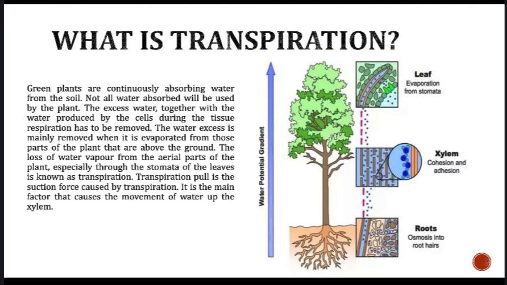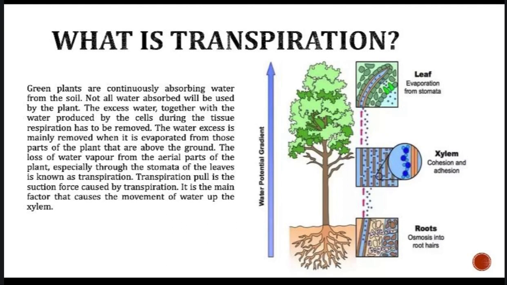Transpiration is not exactly in your syllabus. However, you need to understand how a plant loses water. So green plants are continuously absorbing water from the soil through the process of osmosis, right? Not all water absorbed will be used by the plant. So the excess water, together with the water produced by the cells during tissue respiration, remember, respiration is not breathing in or breathing out.